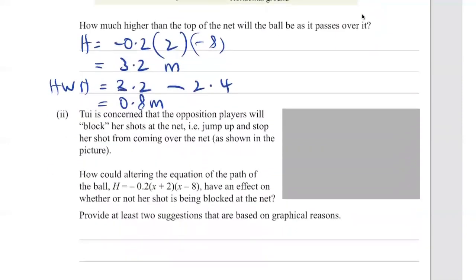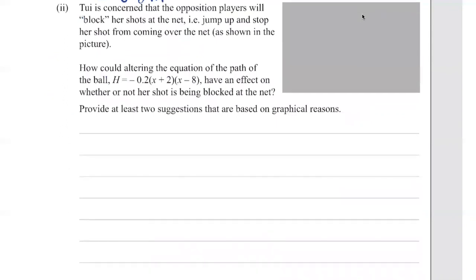Fantastic. Here we go. Tui is concerned that the opposition players will block her shots at the net, i.e. jump up and stop a shot from coming over the net as shown in the picture. How could altering the equation of the path of the ball have an effect on whether or not her shot is being blocked? Provide 2 suggestions that are based on graphical reasons.